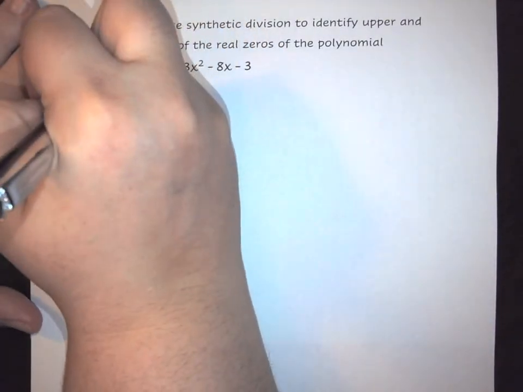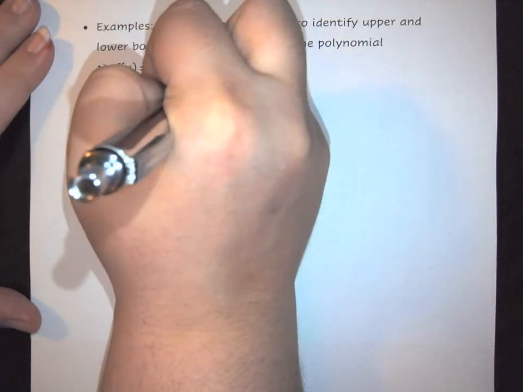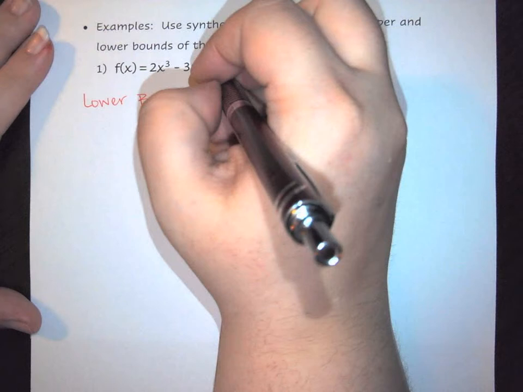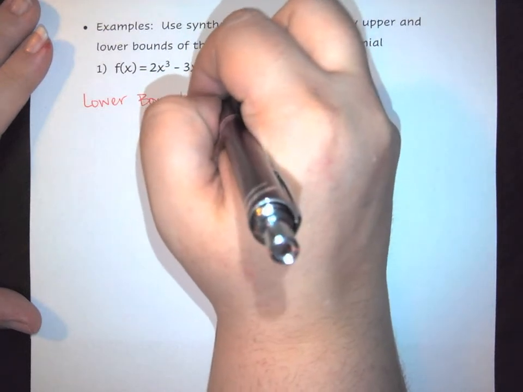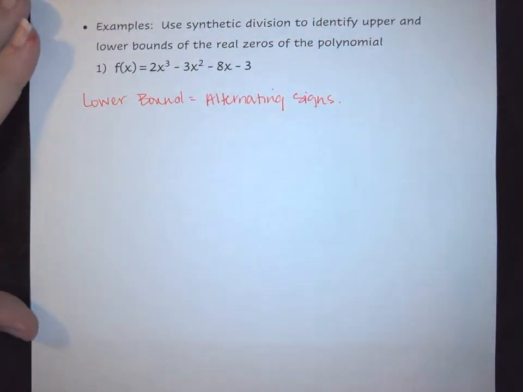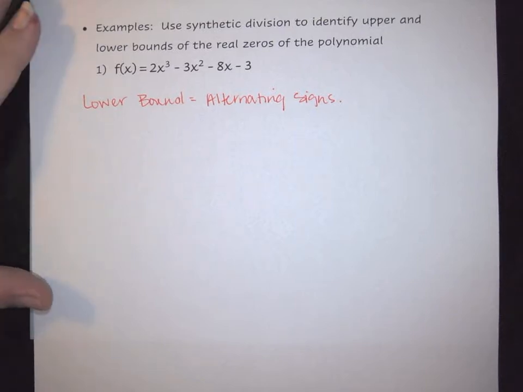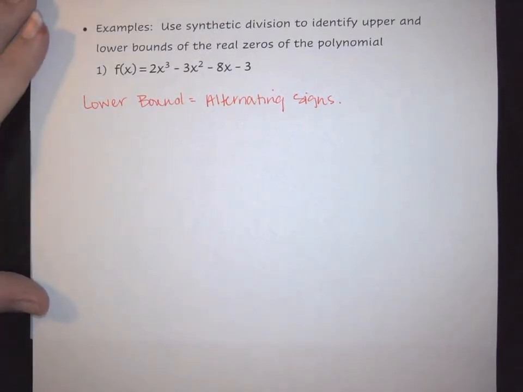First, let's start with the lower bound. When we're talking about a lower bound, we are looking essentially for alternating signs. With alternating signs, what I'm talking about is when we run synthetic division. We're going to find a value, synthetically divide, and look at the new equation we get. If the signs are alternating, then we have found essentially our lower bound.